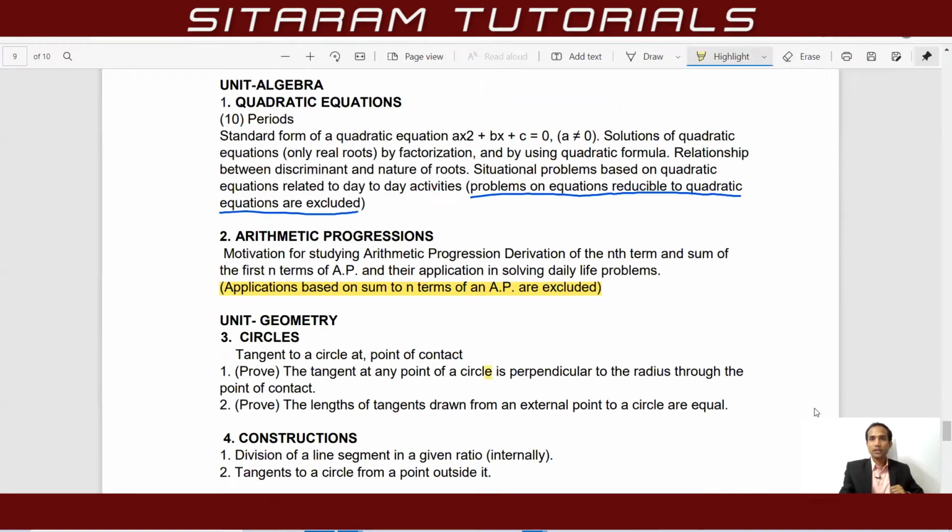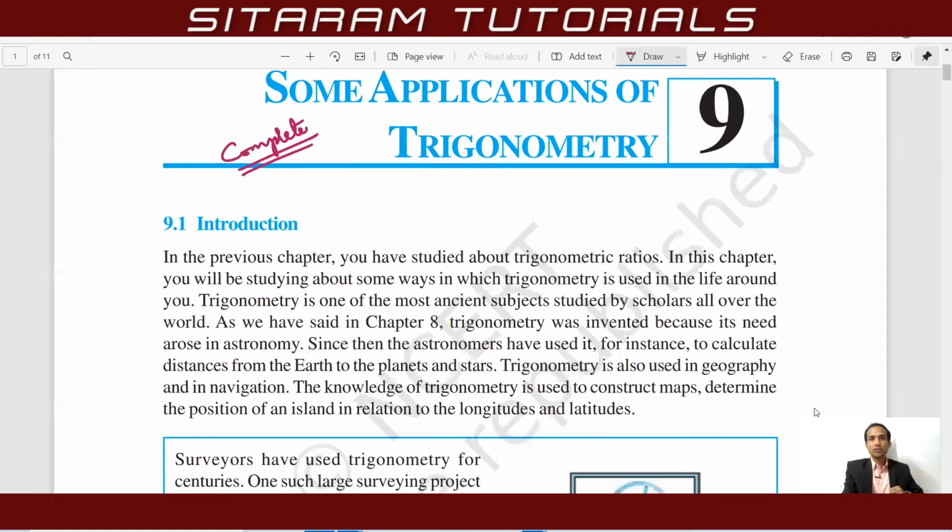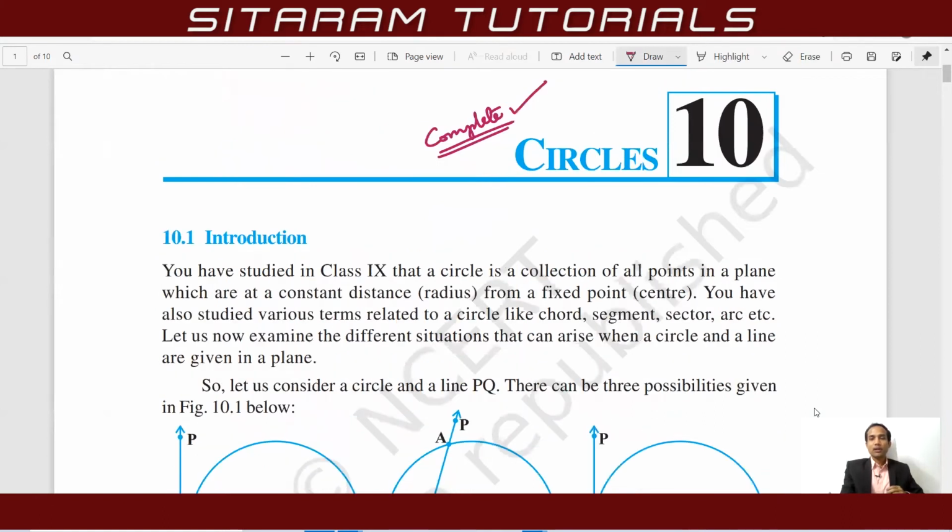The next topic is circles. In circles, there are only two exercises in our chapter. Tangent to a circle at point of contact. There are only two topics, and here two topics are mentioned clearly. So in circles, there is nothing deleted. There are only two exercises. Those two exercises are going to come. All topics are going to come. So there is nothing deleted from this. Complete chapter is going to come for the exam.